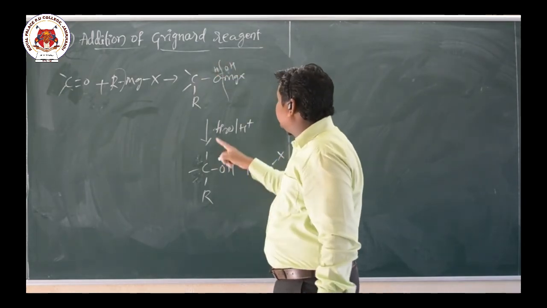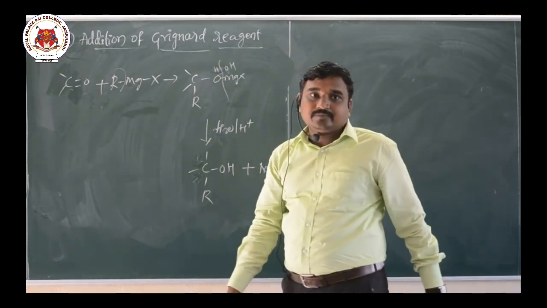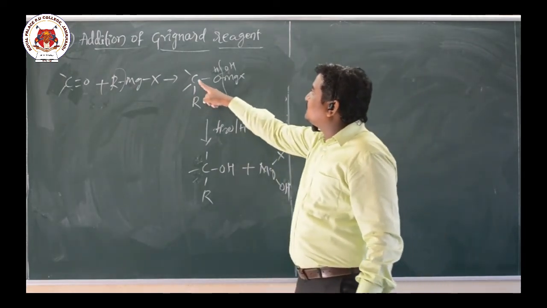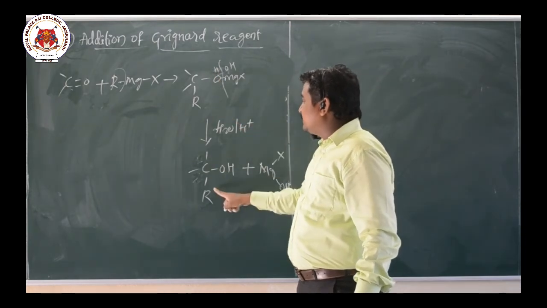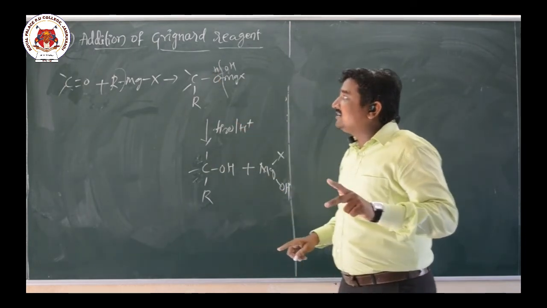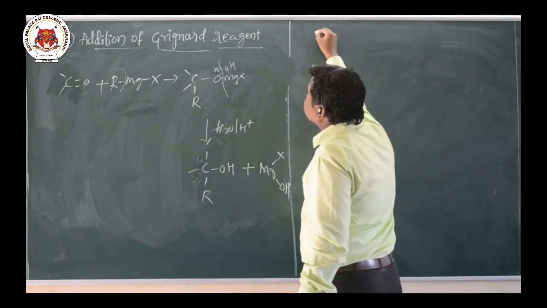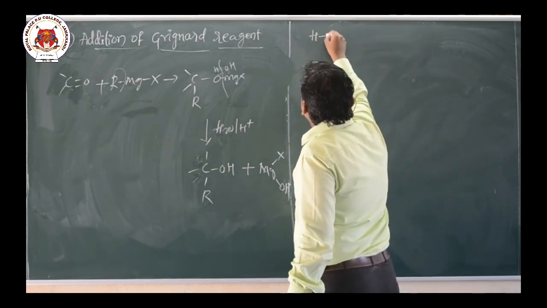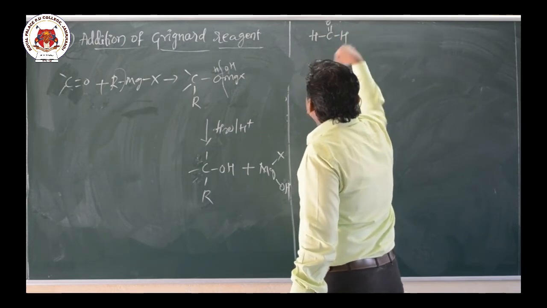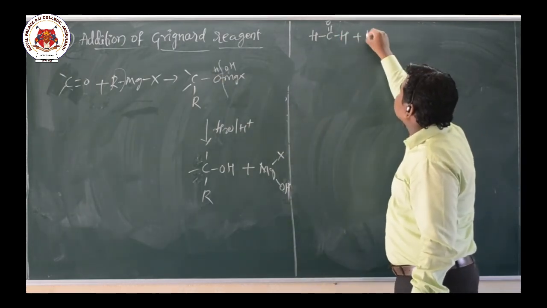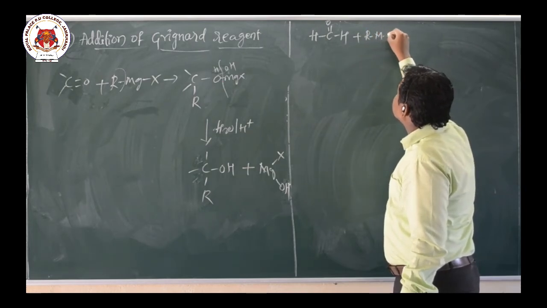Now the product is alcohol. So here RCOH is there, that is an alcohol. Let us take a general reaction, with one example: formaldehyde. When it reacts with the Grignard reagent, the general reaction is with RMgX.